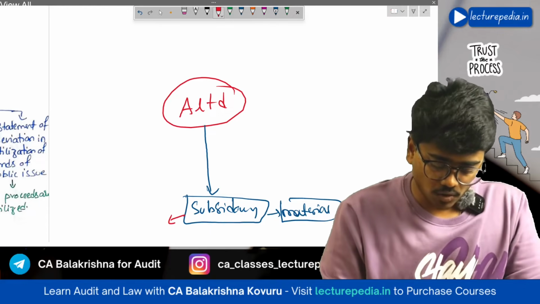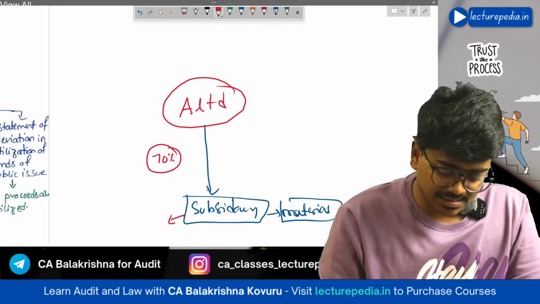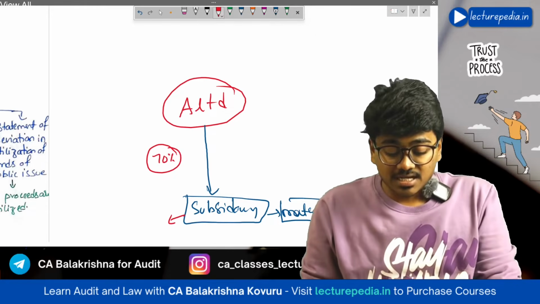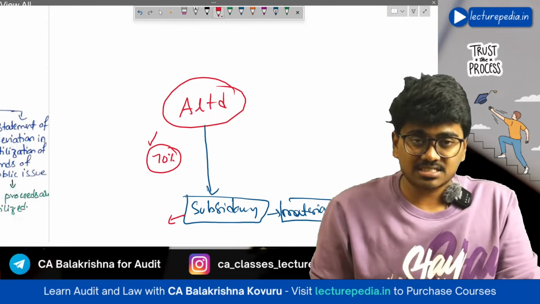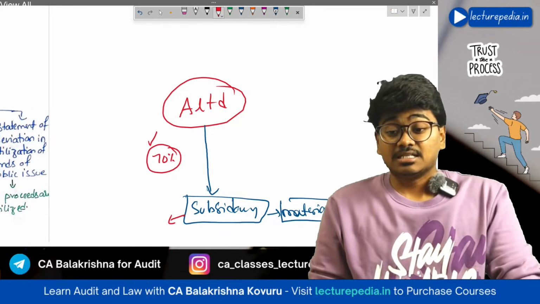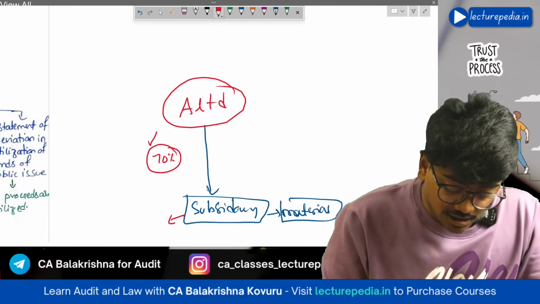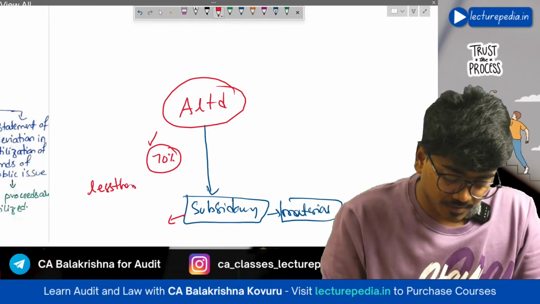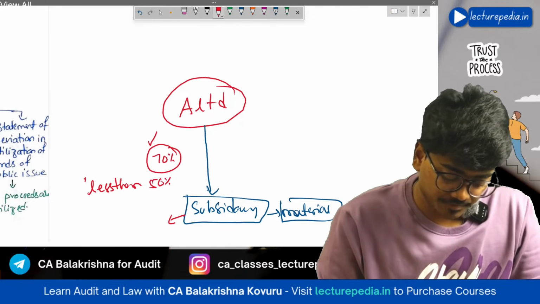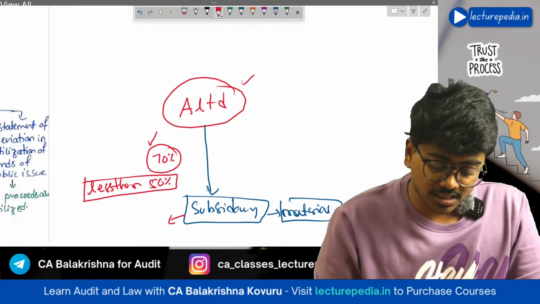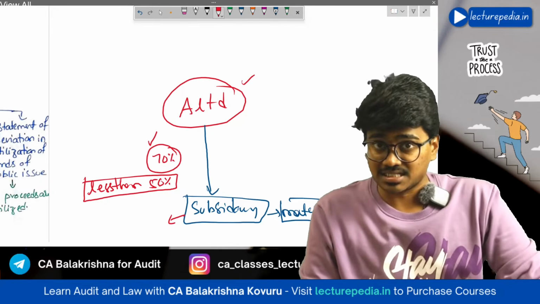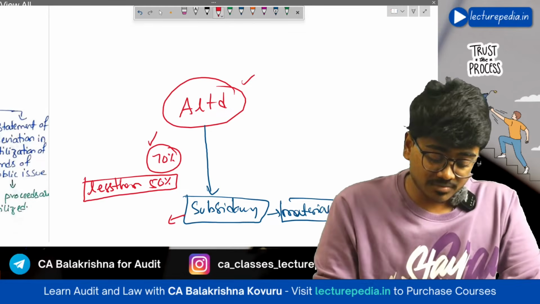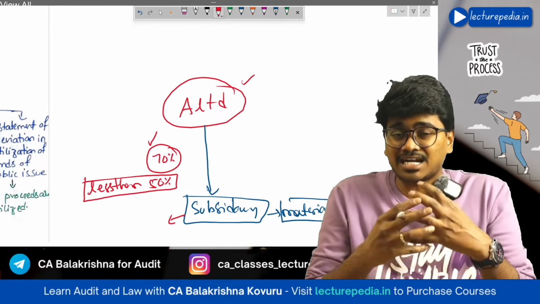Let's say A Limited is holding 70% shares of the subsidiary. Now, A Limited wants to sell some of the shares out of these 70%, such that this 70% becomes less than 50%. A Limited wants to sell shareholding in the subsidiary such that after the sale, the shareholding of A Limited in the subsidiary becomes less than 50%. That means it is losing control.